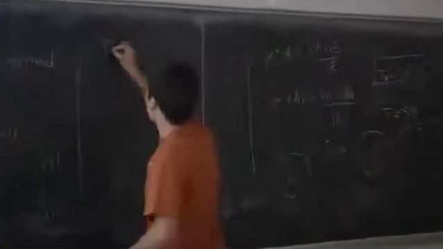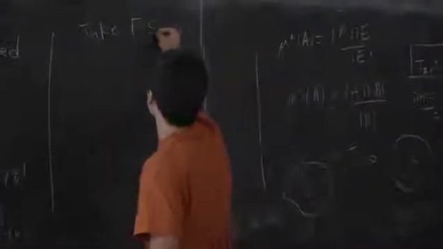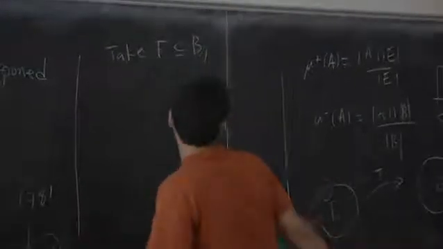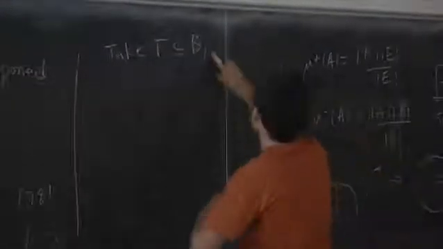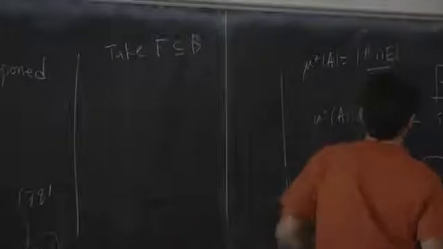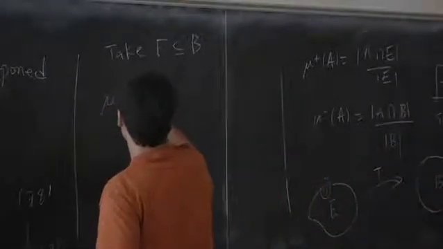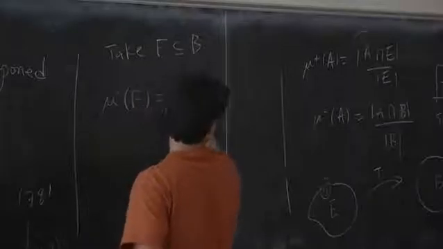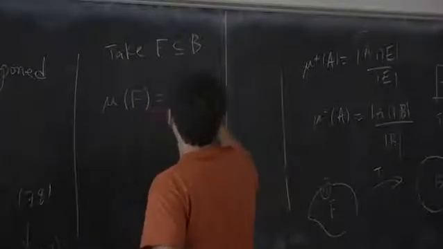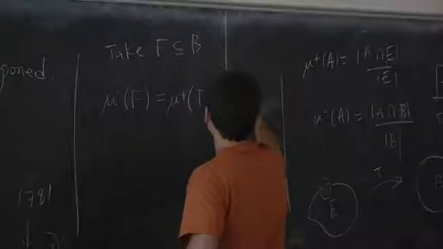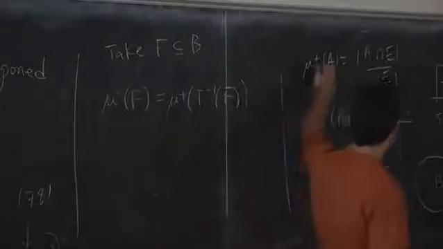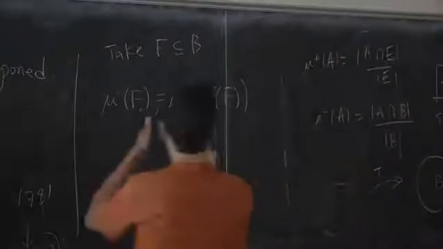So for that, we're going to use this. Take f to be any subset of the ball of radius 1. And mu minus of f is equal to mu plus of T inverse of f. Our measures are these guys, so let's just write that in here.